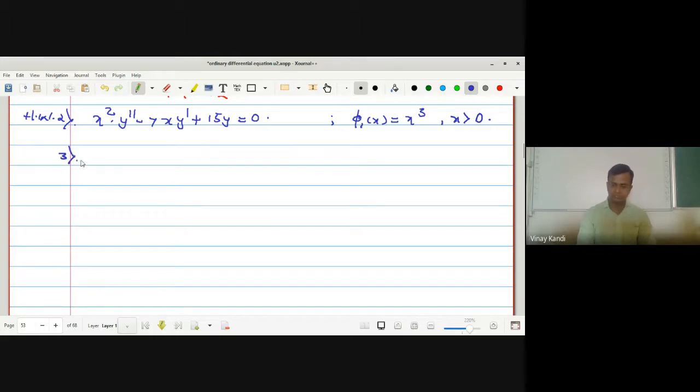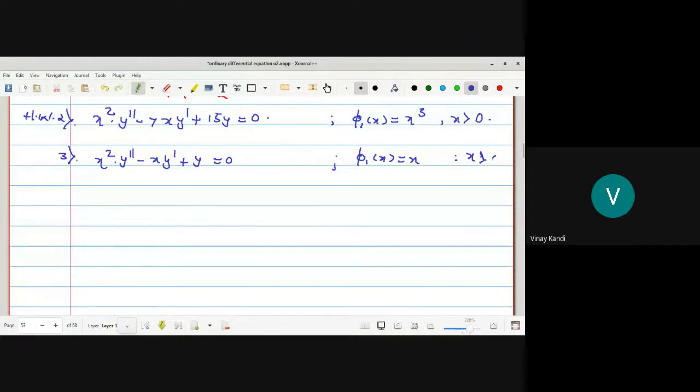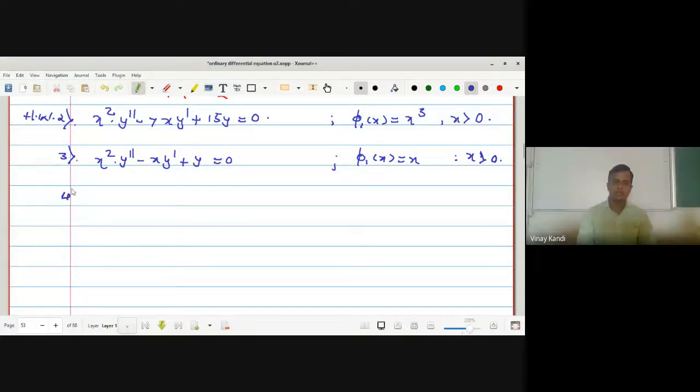Third one, x y double dash minus x plus 1 into y dash plus y is equal to 0. This phi 1 of x is e raised to x, x is greater than 0.